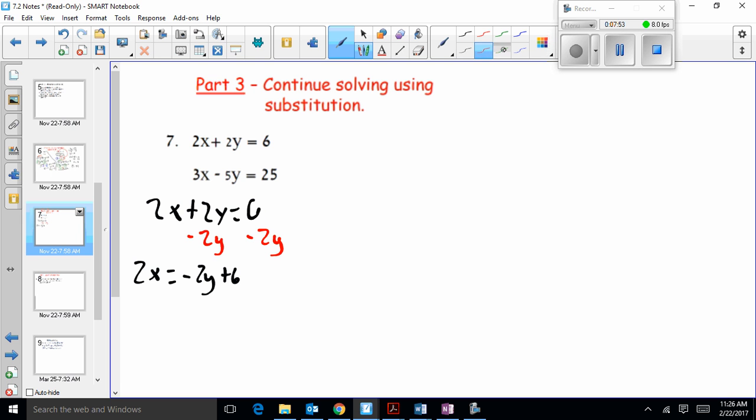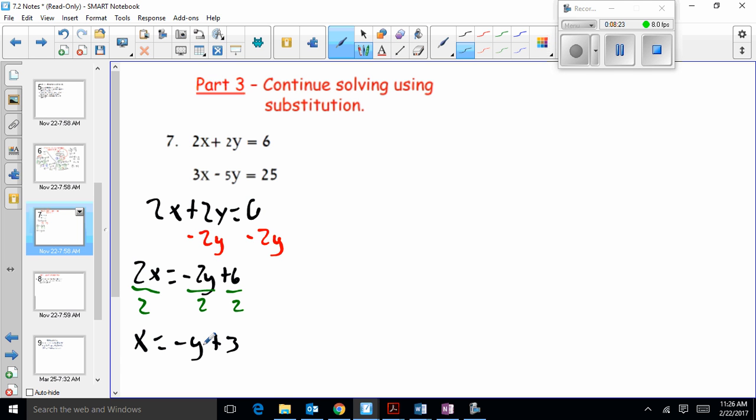Okay. I still don't have x by itself. In order to get x by itself, I'm going to have to divide everything by 2. If I do it to one side, I have to do it to the other side. Okay. I'm left with x equals negative 2 divided by 2 is negative 1, so I'm left with negative y, plus 6 divided by 2 is 3. So x now equals negative y plus 3.